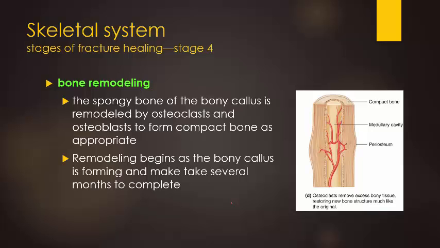So the spongy bone of the bony callus is remodeled when the osteoclasts move in and start to remove the bony trabeculae, and the osteoblasts then reform compact bone around themselves as appropriate to whatever the site is. This remodeling begins as soon as the bony callus is starting to form, but it may take quite a while, several months, for it to complete the remodeling process.